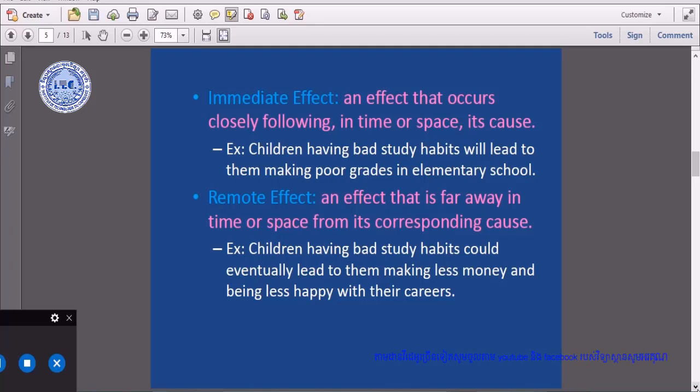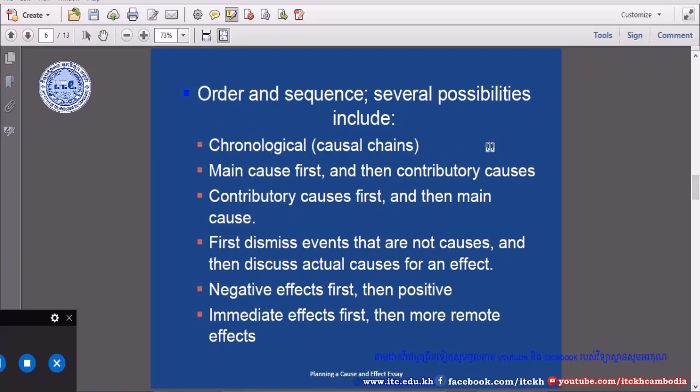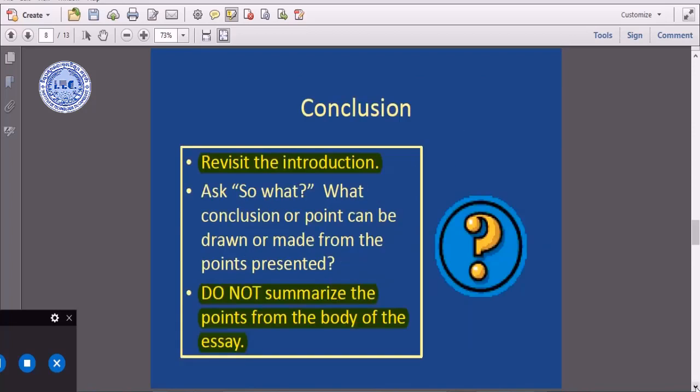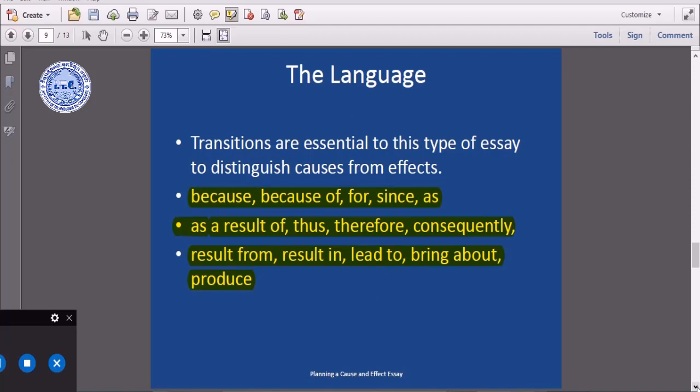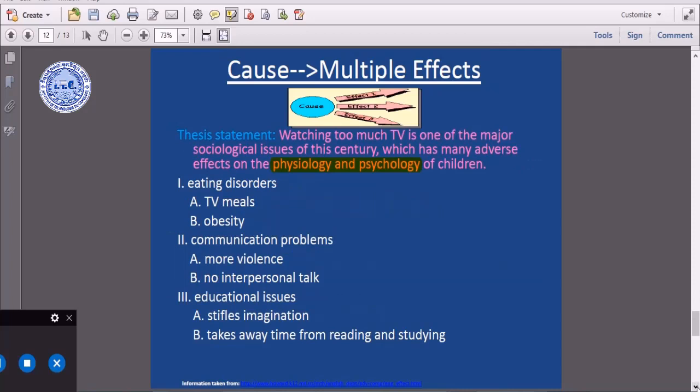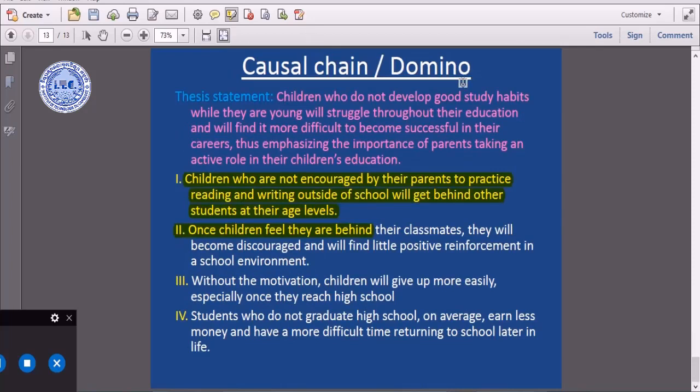And I talked about immediate effects and remote effects. In addition to that, I also talked about the order or sequence of the cause and effect essay, and then how you can avoid logical fallacies. Don't confuse with this, it's not the cause and effect. And I moved on to talk a little bit about the conclusion. And last but not least is about language. Sorry, it's not last. The second to last, language or transition, and the examples, the restated thesis statement, and some outlines of the examples, like multiple causes to the effect, cause to multiple effects, and last but not least is the causal chain or domino.